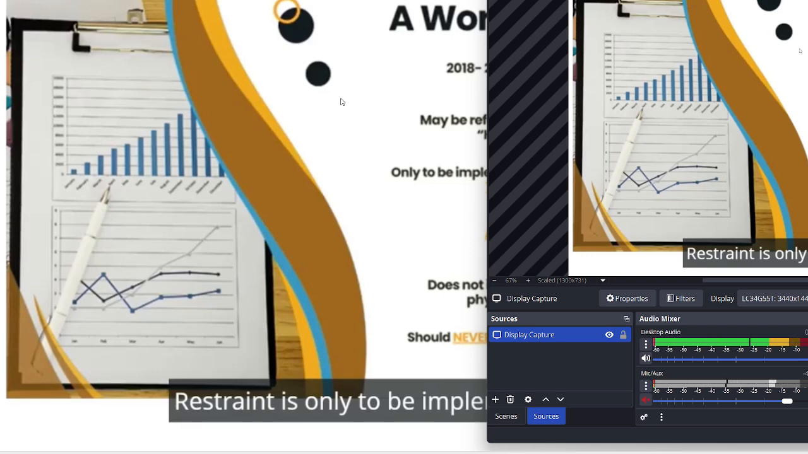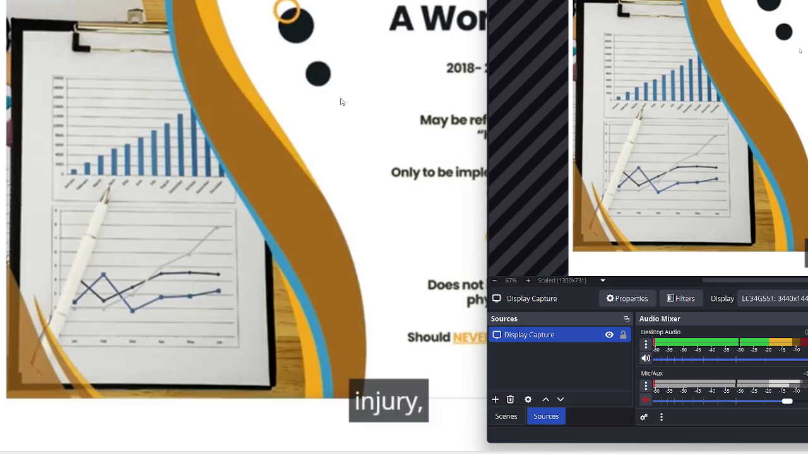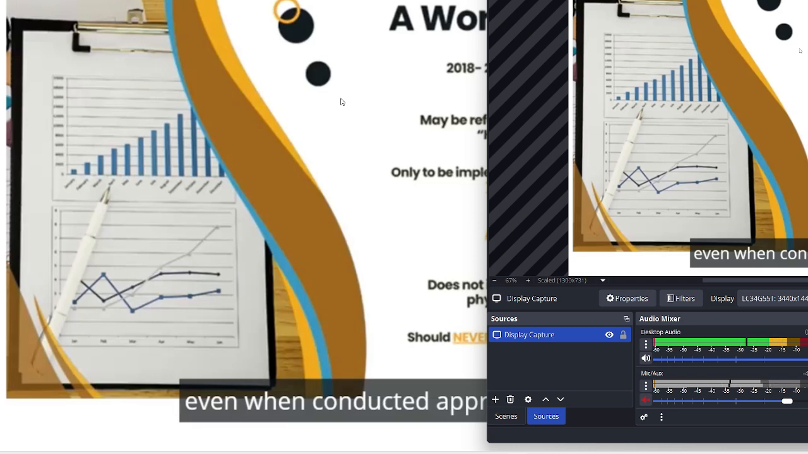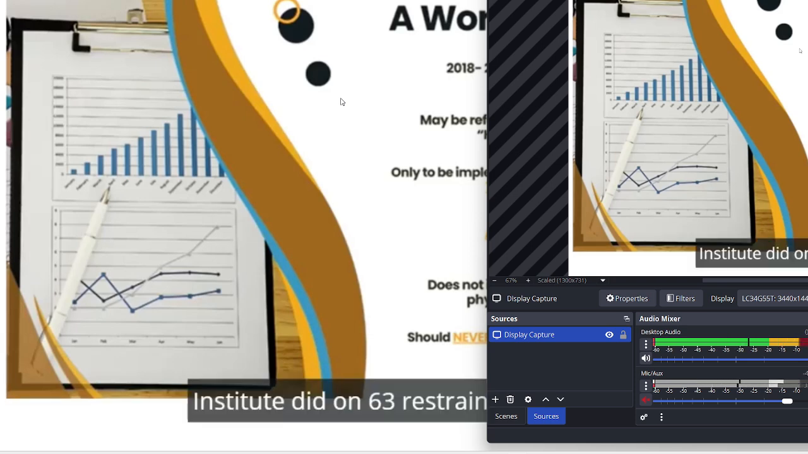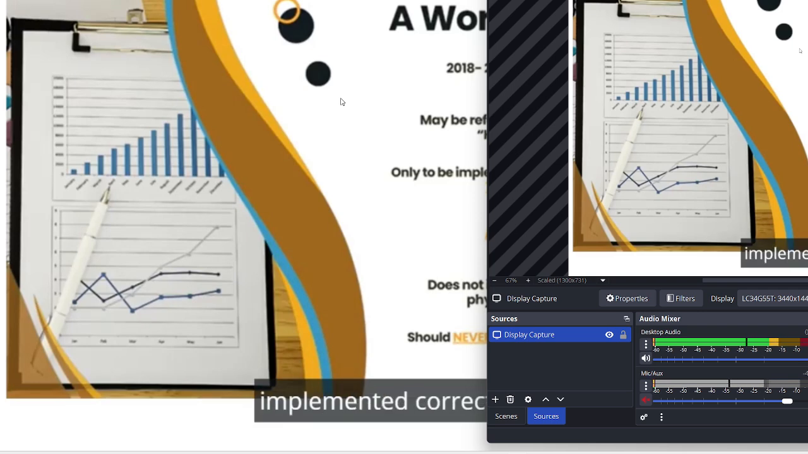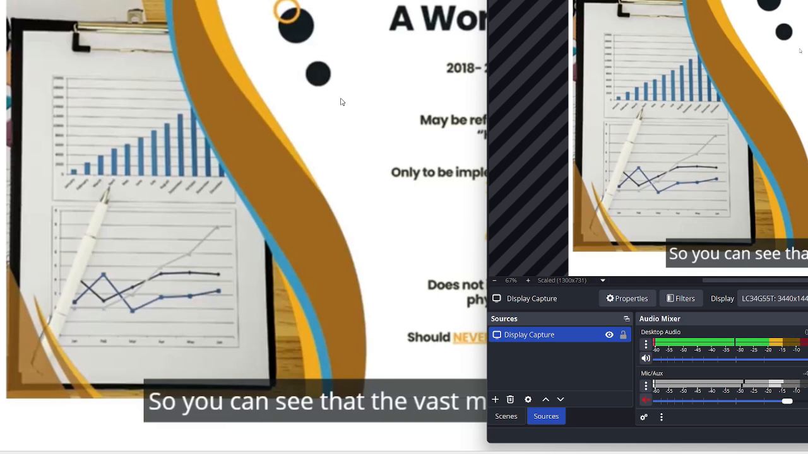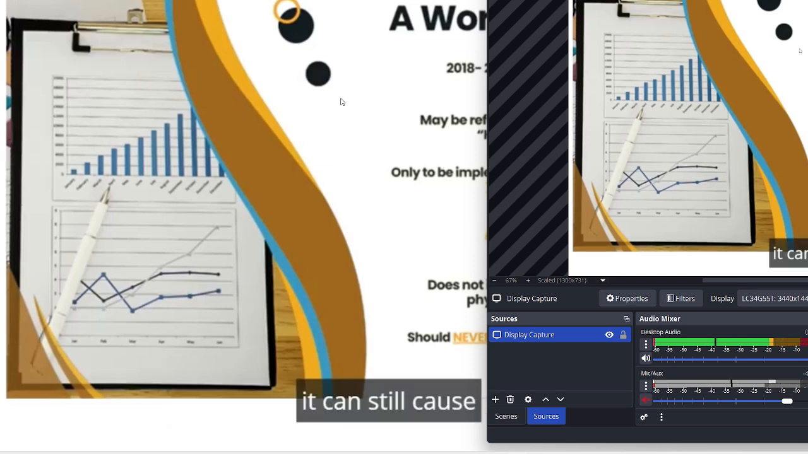Restraint is only to be implemented by individuals who are trained in restraint procedures, because it does always carry a risk of injury, even when conducted appropriately. In a review that the Crisis Prevention Institute did on 63 restraint deaths, they found that 57 were actually implemented correctly. So you can see that the vast majority of the time, even if the restraint is carried out correctly, it can still cause risk of severe injury or death.